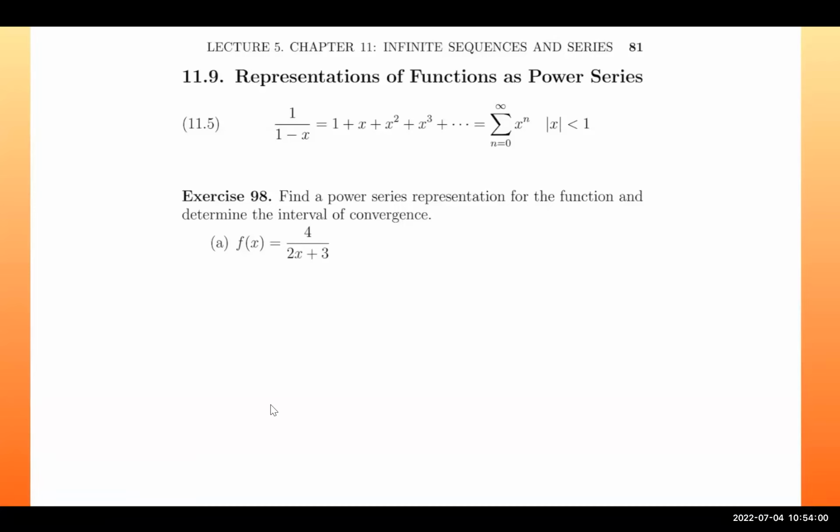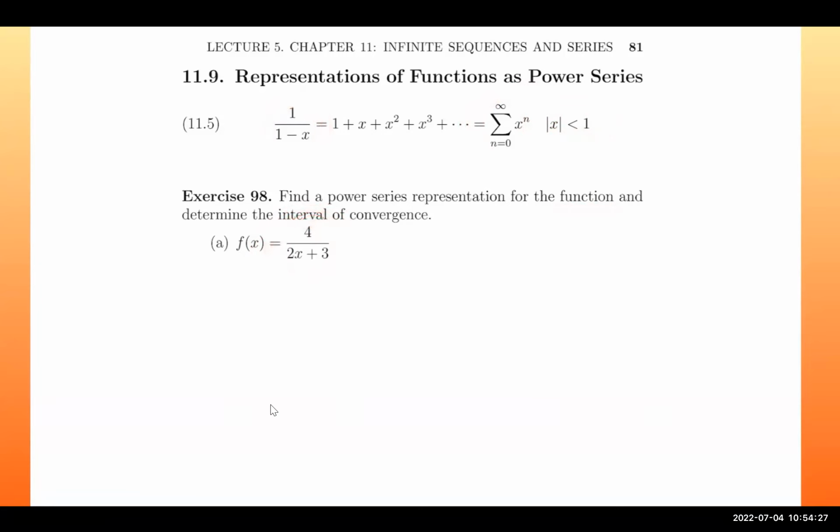This is section 11.9, representations of functions as power series. So we're going to be writing functions like this into a power series like this. And it turns out to be a geometric series where it's convergent when the absolute value of x is less than 1. So let's see if we can write this function in a series. So that's what the directions say. Find a power series representation for the function and determine the interval of convergence.